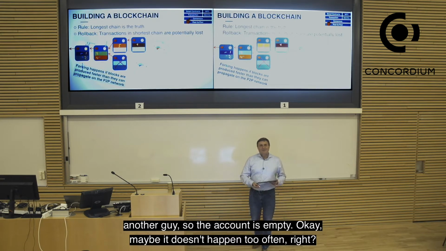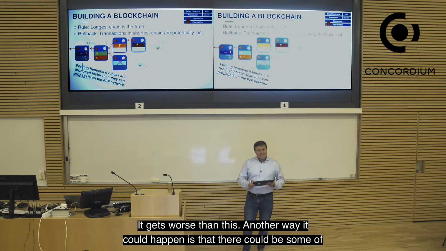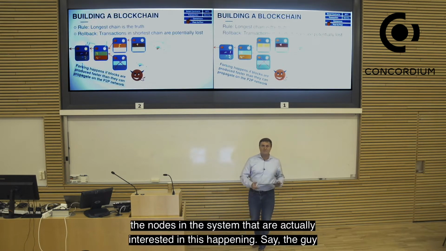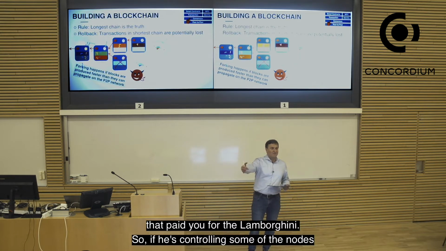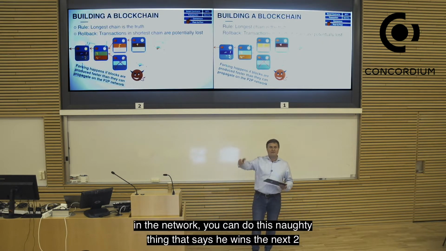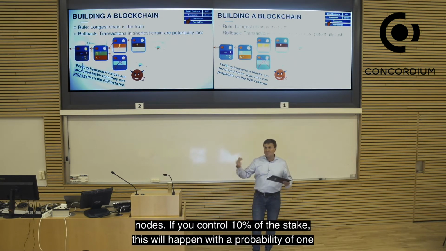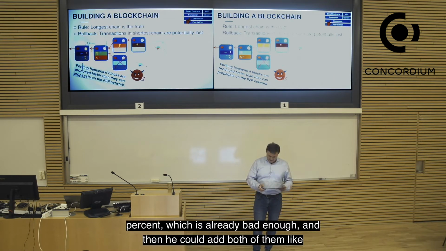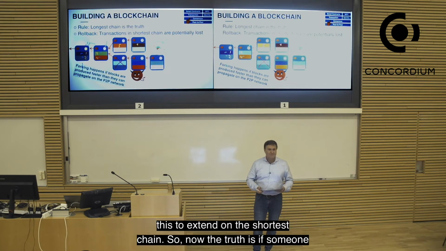Maybe it doesn't happen too often. But it gets worse than this. Another way it could happen is there could be some of the nodes in the system that are actually interested in this happening, say the guy that paid you for the Lamborghini. If he's controlling some of the nodes in the network, he can do this naughty thing: say he wins the next two nodes. If he controls 10% of the stake, this will happen with probability 1%, which is already bad enough. And then he could add both of them like this, so he extends on the shortest chain.